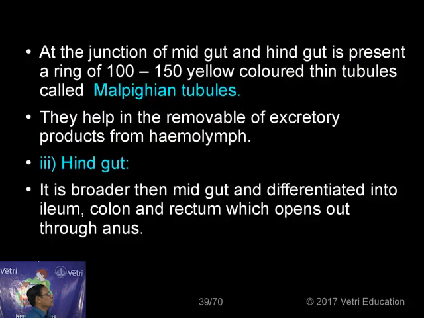And again, I mentioned we have 100-150 yellow color thread-like structures, the Malpighian tubular structures. These are all filamentous structures. So nearly 100-150 yellow color structures are present at the junction of the midgut and the hindgut. That is the junction of the mesenteron and the first part of the ileum.